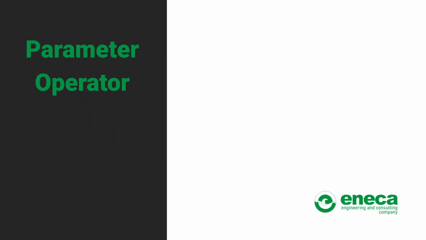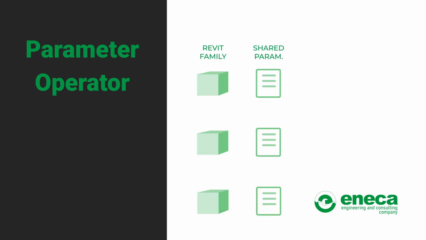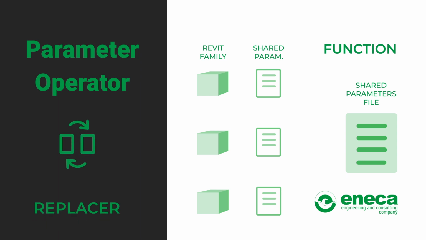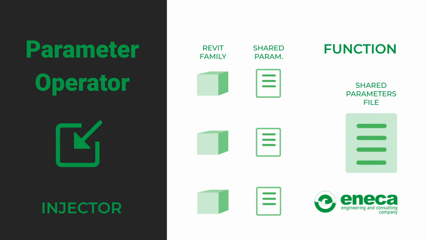Let's assume that we have several families with the shared parameters that we need to edit. The function of the replacer is to replace already existing parameters with those from the shared parameters file. Injector serves for adding new shared parameters from the shared file to the families.